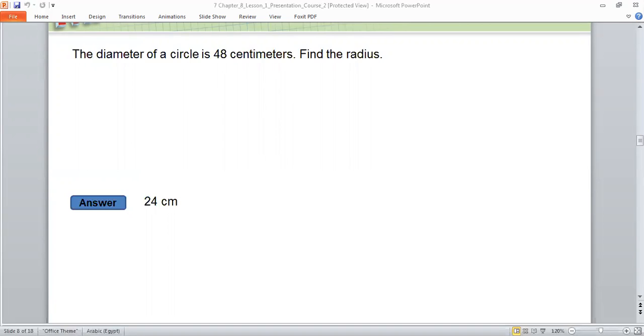So again, if I need the radius, we will divide this number by two. I will divide 48 by 2, and it gives me 24. So every time, if you need the radius, divide this number by 2. If I need the radius, we divide by 2. Look with me at the next example.